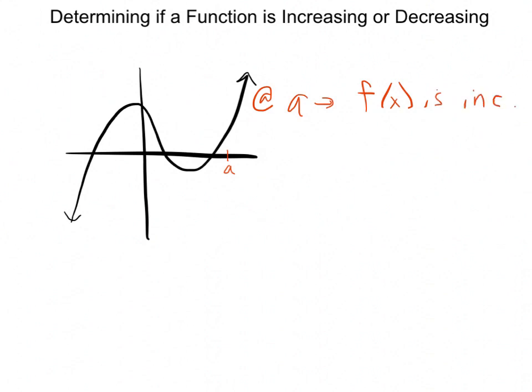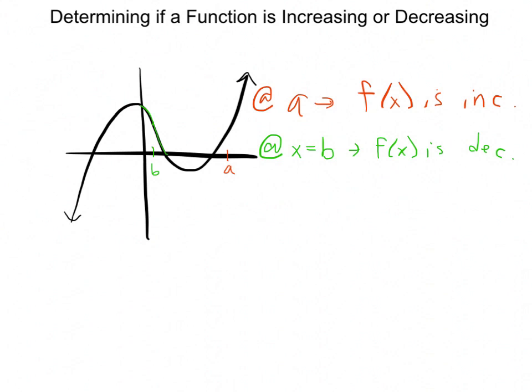What about back here at b? Let me use a different color here. What about at this value here, b? Well, if we follow b up to the function, at that point right there we can see this function is moving downward as I move from left to right. So at x equals b, we can see that our function is decreasing. So when I say a function is increasing or decreasing, that's what I'm referring to.